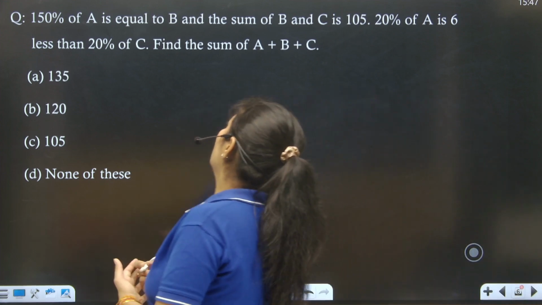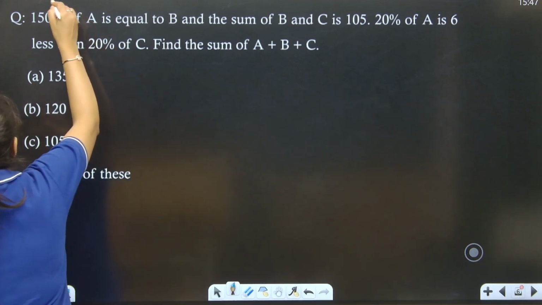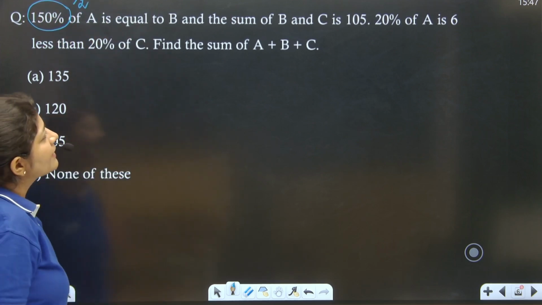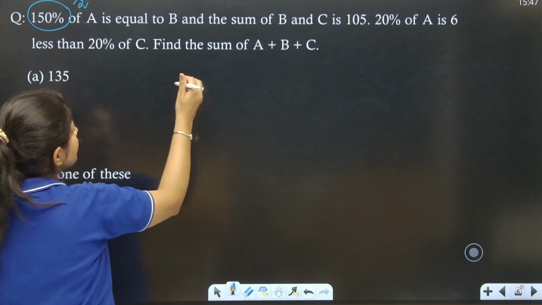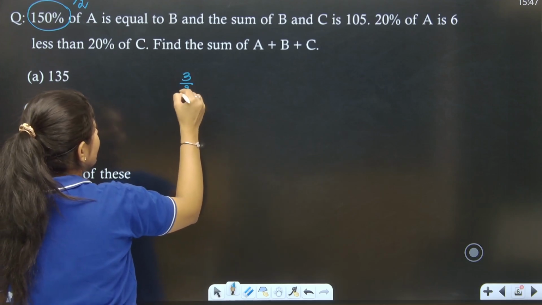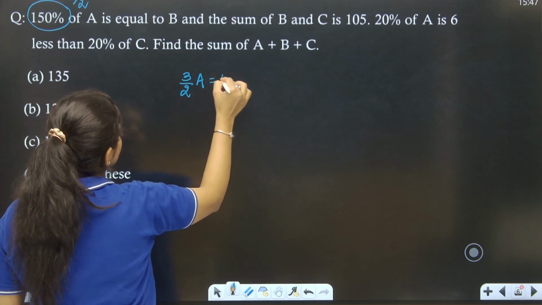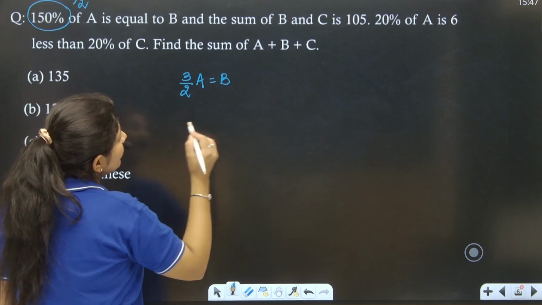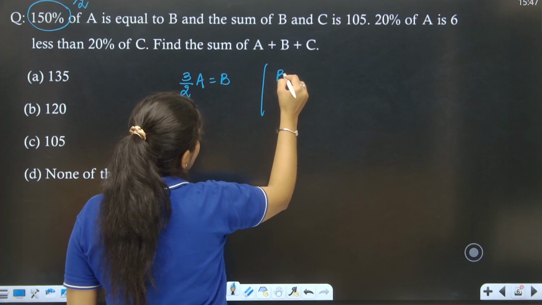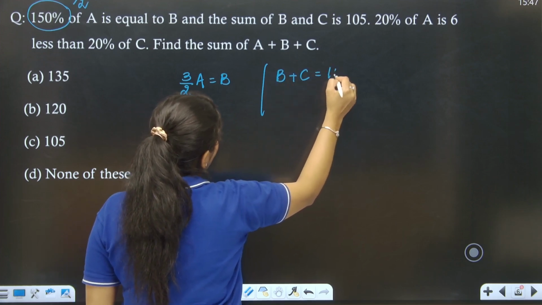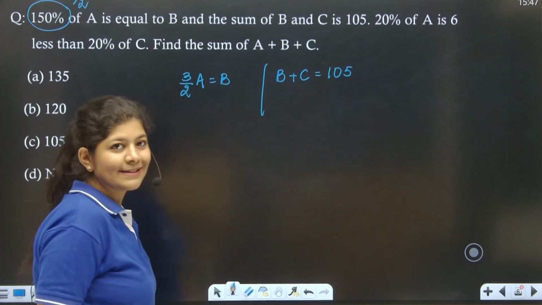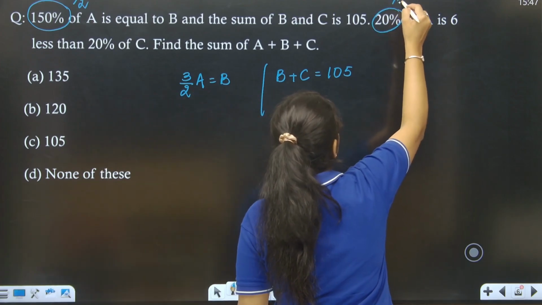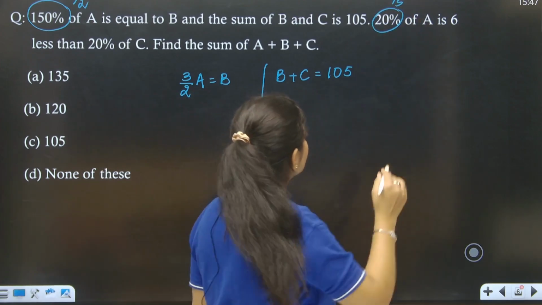Okay. So 150% can be written as 3 by 2, right? So we can write it as 3 by 2 a is equal to b. This is the first relation that I can write over here. In the second relation, it is given that b plus c is equal to 105. This is the second relation. Third relation, 20% can be written as 1 by 5 in fraction. We all know that, right?